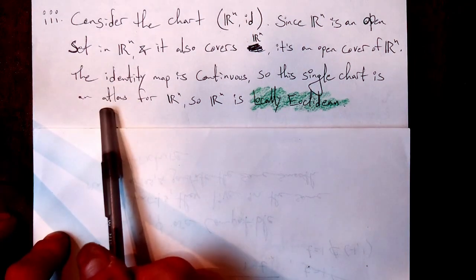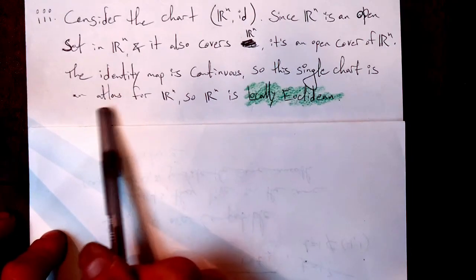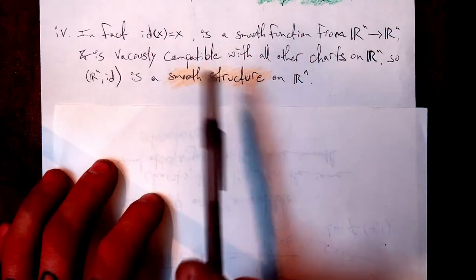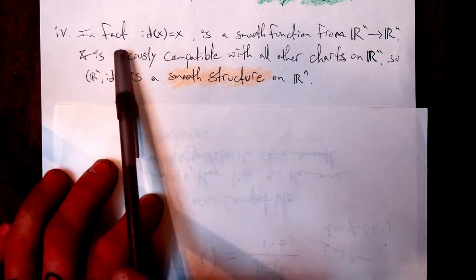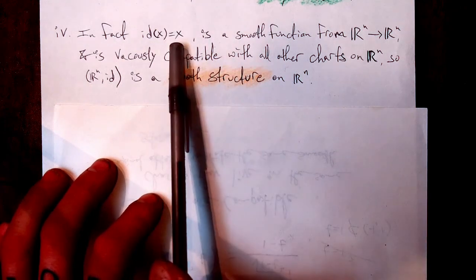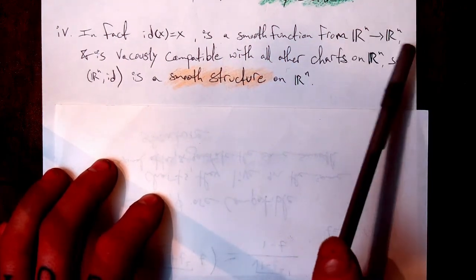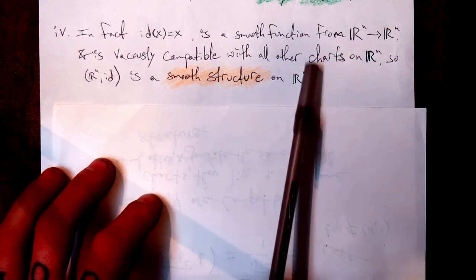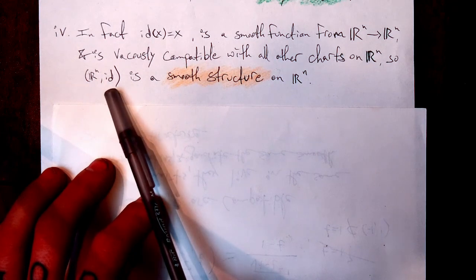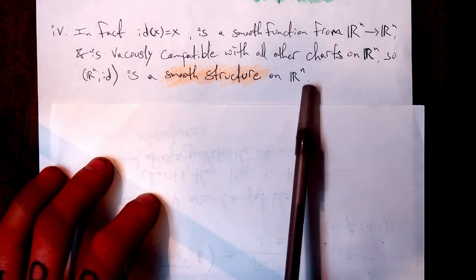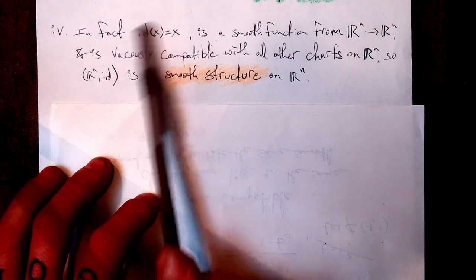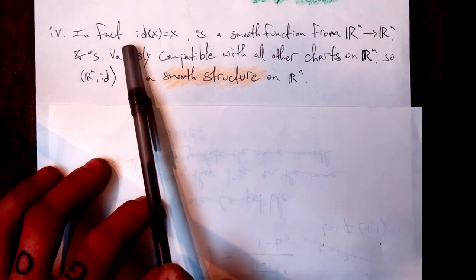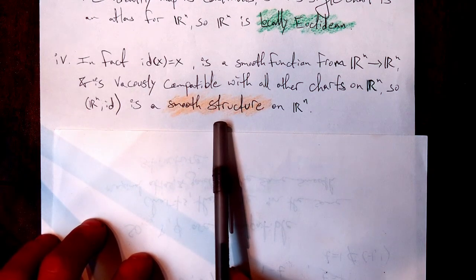I misspoke. The atlas comes in a second when we talk about compatibility of all of the charts. So now we're going to show that Rn is actually smooth. Because in fact the identity map, taking a point and giving back that point, is a smooth function from Rn to Rn. And it is vacuously compatible with all the other charts on Rn because it's the only chart on Rn. So (Rn, identity) is a smooth chart on Rn. And just a note here, the inverse of the identity map is again the identity map. So it's bijective and bicontinuous. This single chart is a smooth structure on Rn.